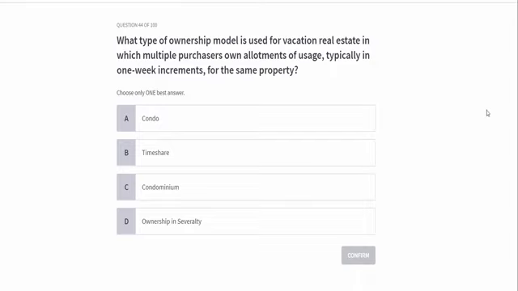All right, so 44. What type of ownership model is used for vacation real estate in which multiple purchasers own allotments of usage, typically in 1 week increments for the same property? Is it A, a condo, B, a timeshare, C, condominium, or D, an ownership in severalty? So go ahead and come up with your answer on this one starting now.